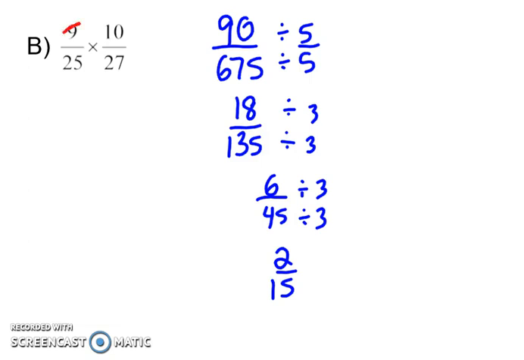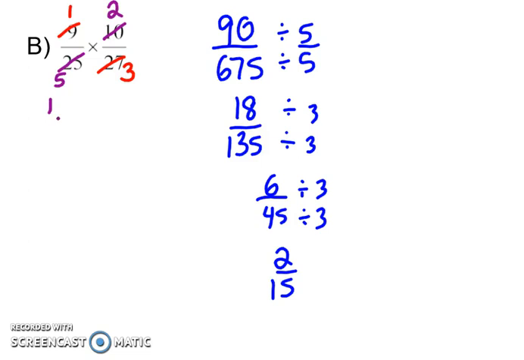If I look, I could pull a 9 out of both of these terms. 9 divided by 9 is 1, 27 divided by 9 is 3. I can then look at the 25 and the 10. 25 and 10 both are divisible by 5. That gives me 2. And 25 divided by 5 is 5.